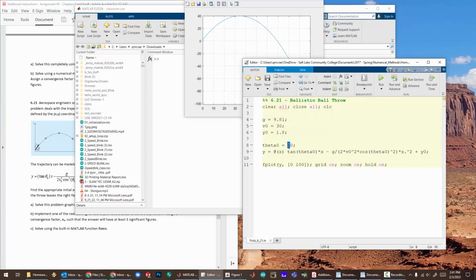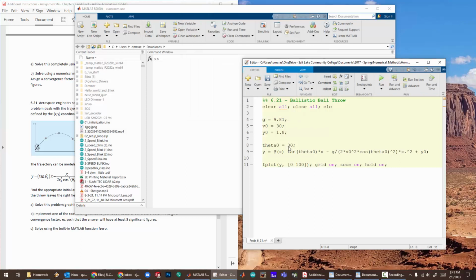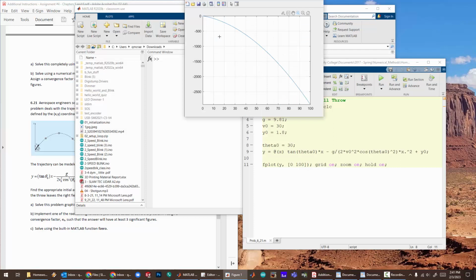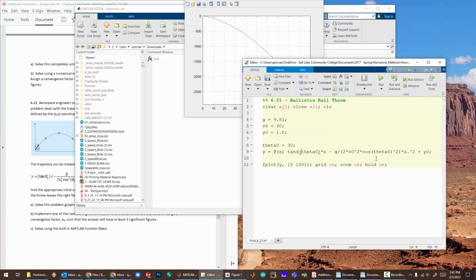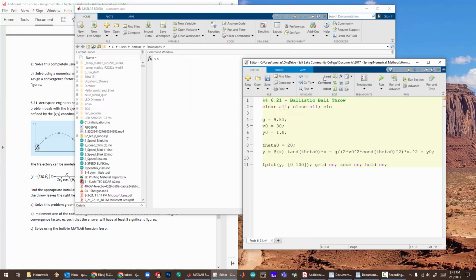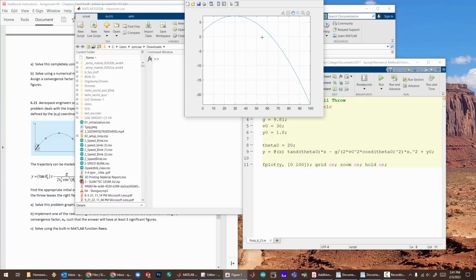What happens if we bump this up to 30 degrees? The other one was a lie, I forgot something. These need to be tangent D and cosine D, because I'm putting it in degrees, not radians. So let's go back to 20. It happened to work out pretty similar. If you release at 20 degrees, you get out to around 63 meters, and then it hits the ground.